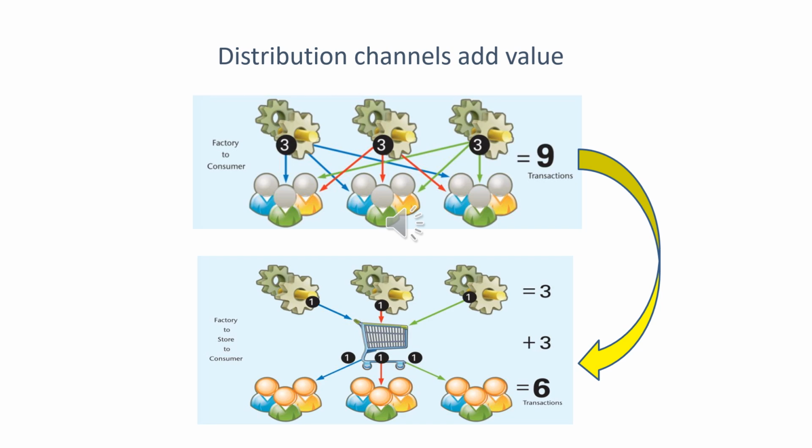Here we see how distribution channels add value to the product flow. As you can see, the first image shows a direct distribution model with no intermediaries. You notice there are a lot of transactions between the company and the consumer. In contrast, the second image shows a model with intermediaries, which reduces the number of transactions needed while reaching the same number of customers. The reduction in complexity is one of the key advantages of using intermediaries in distribution.